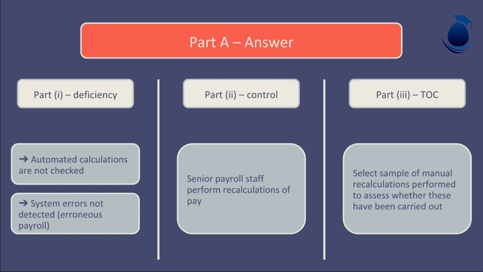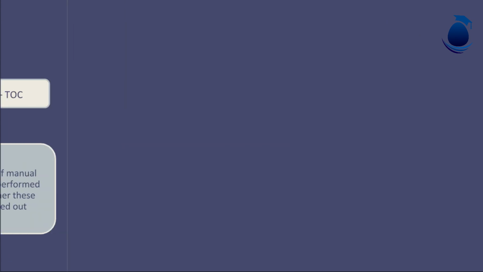We could suggest that the auditor selects a sample of these manual recalculations performed by the payroll staff to assess whether these have been carried out. They should identify who did the recalculation, identifying whether there is an employee's signature and date.